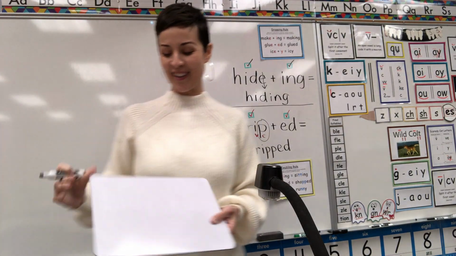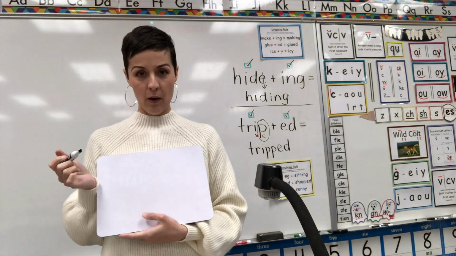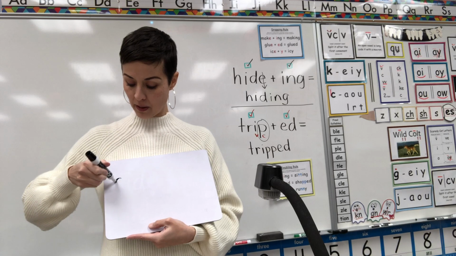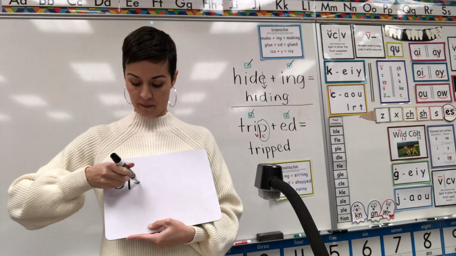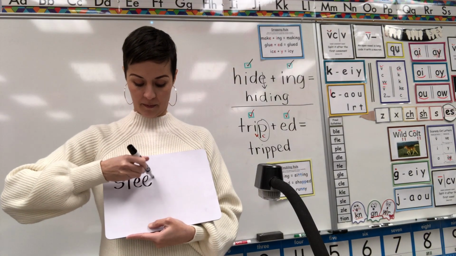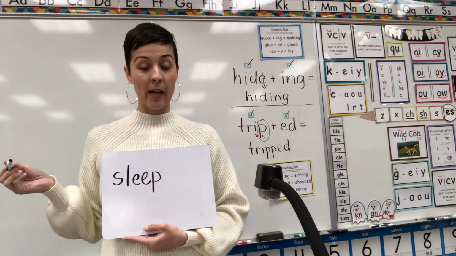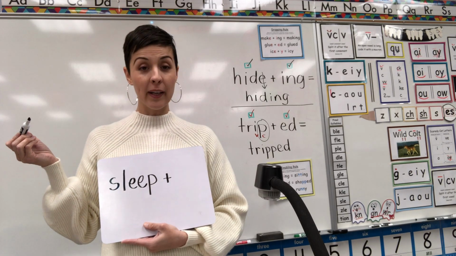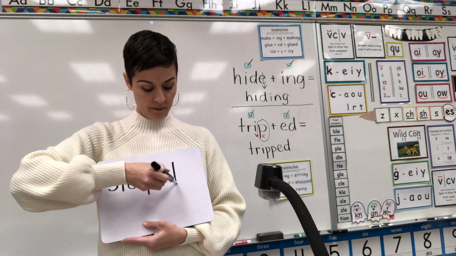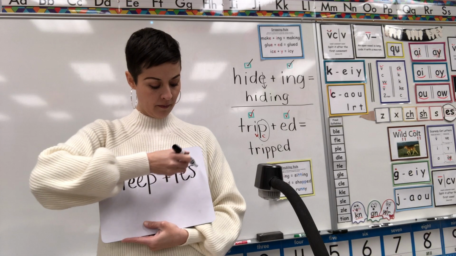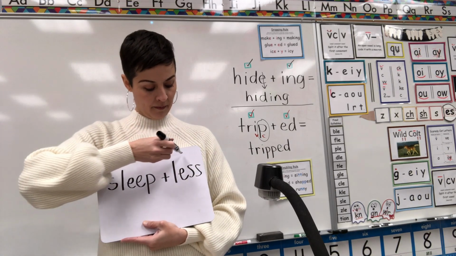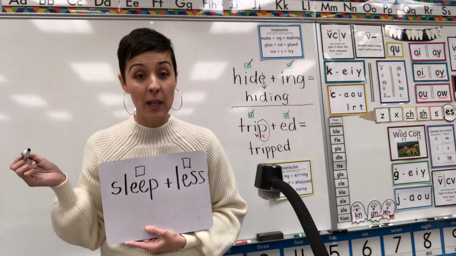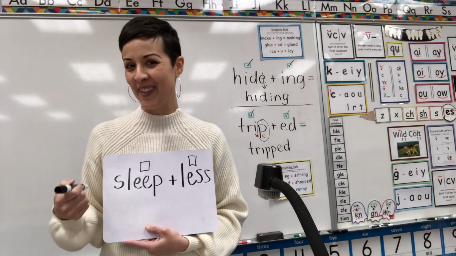Okay, I'm about to get trickier. Ready? First word is root word sleep. Will you spell sleep? With digraph EE, plus suffix less. Sleep plus less equals sleepless. I'm not gonna help you. Go.